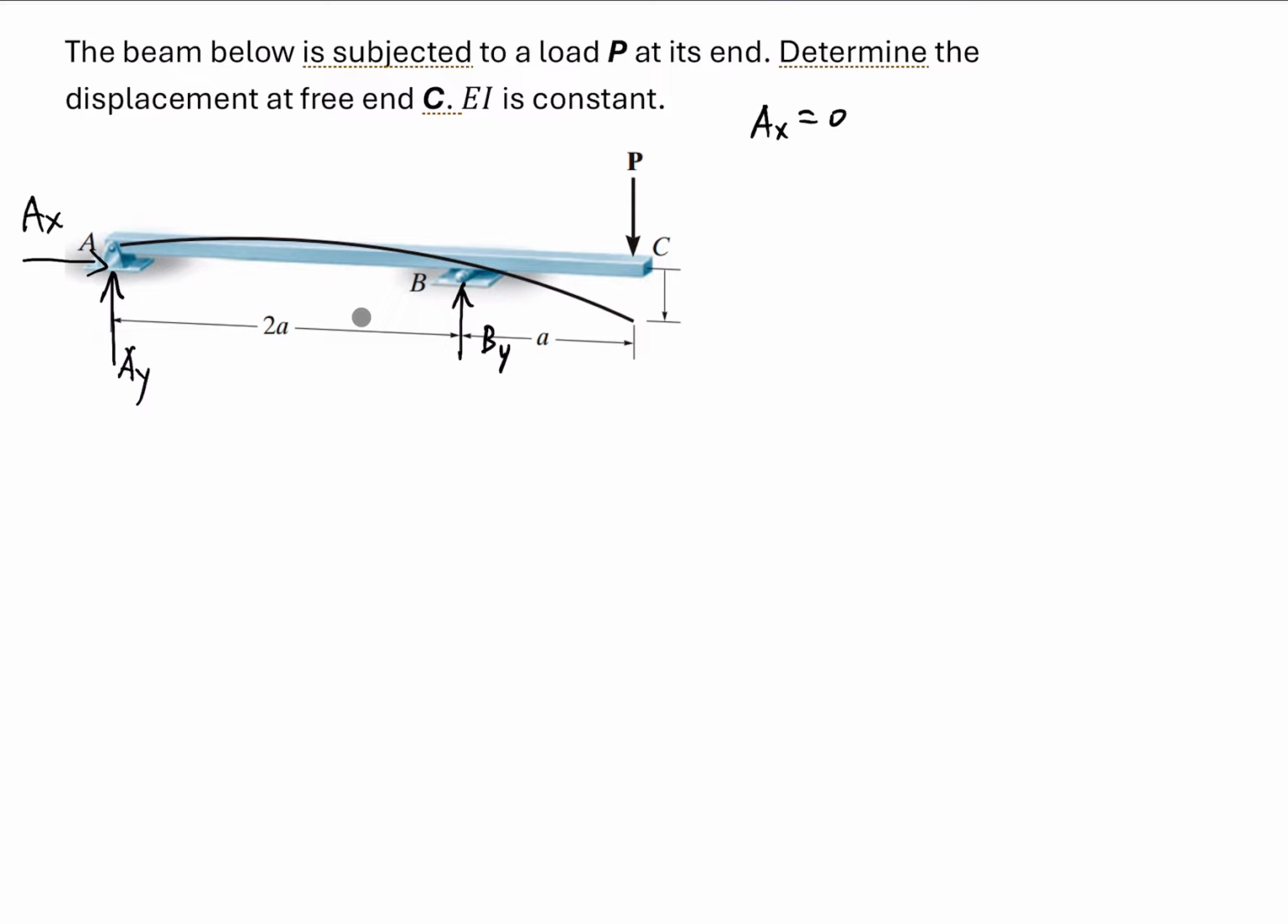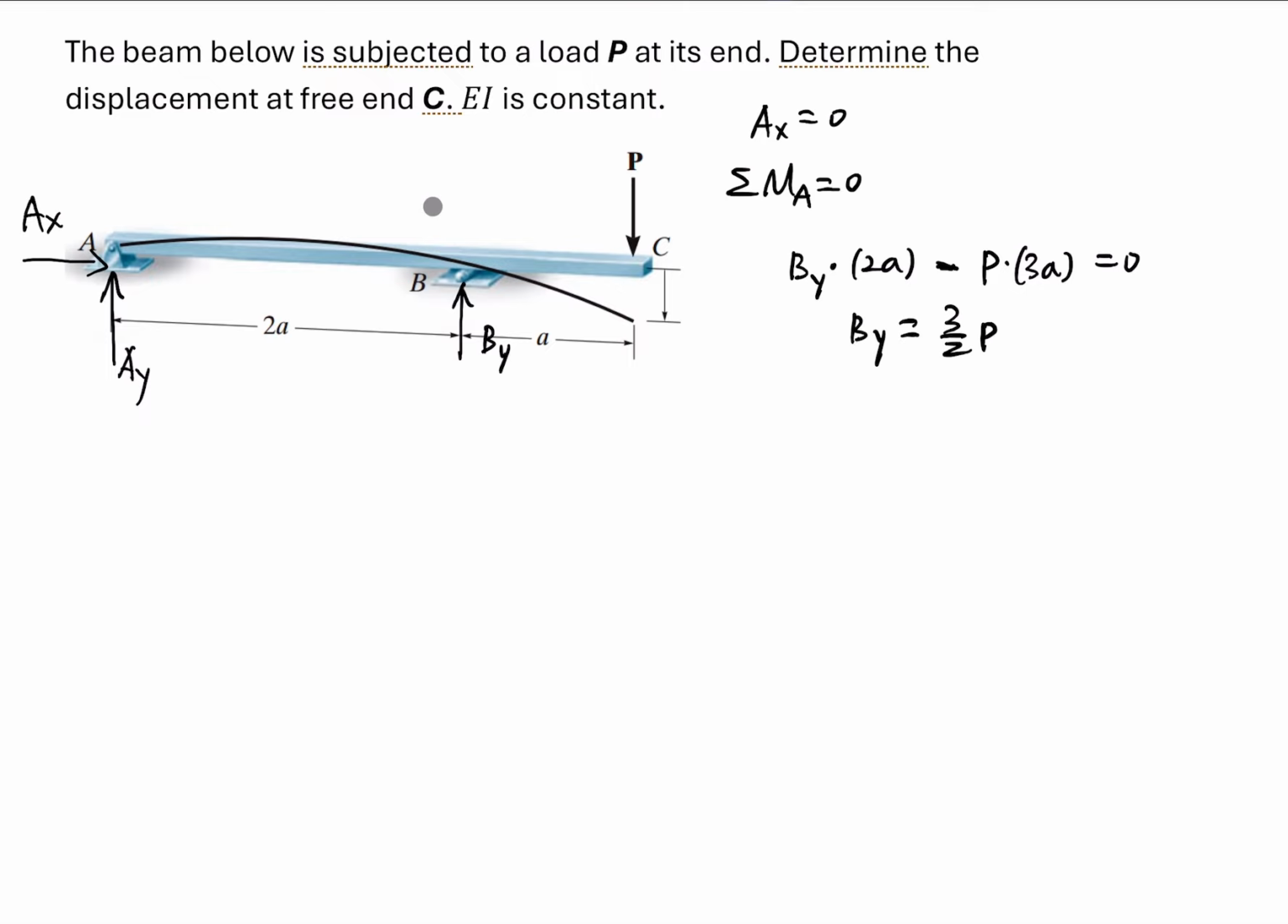We can write down the moment equation at support A equal to 0. At support A, we have a moment first of all from BY, so BY times 2A. That's one moment. The other moment is P times 3A, the lever arm being 3A. These two moments are in different directions, so we put a negative here, equal to 0. So we can derive BY equals 3 over 2 P.